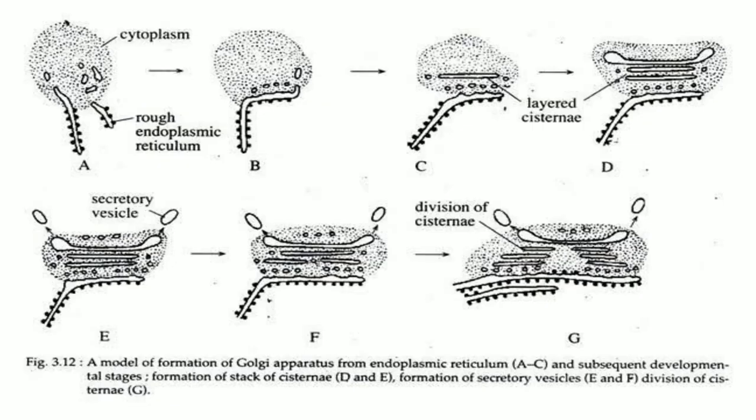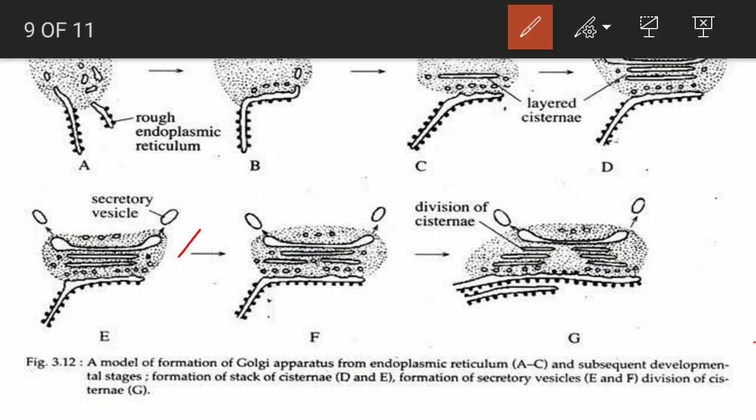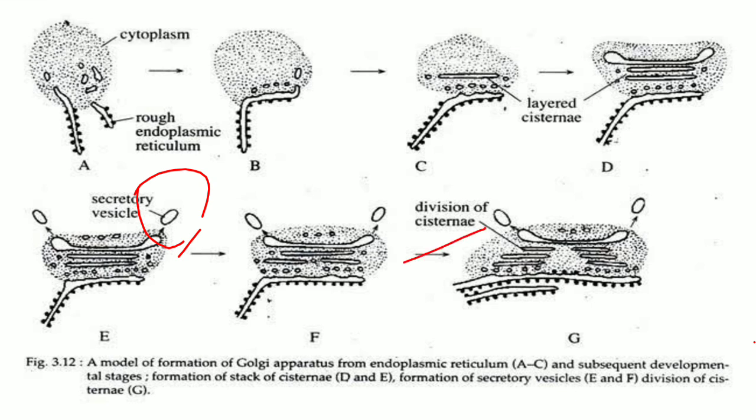In this diagram, it is a model of formation of Golgi apparatus from endoplasmic reticulum. At each step, we can clearly see how endoplasmic reticulum gives rise to a Golgi body. From A to C, it depicts the formation. We can see from rough endoplasmic reticulum, layered cisternae is formed. Then secretory vesicles are formed. Then division of cisternae occurs, and at last Golgi bodies are formed.